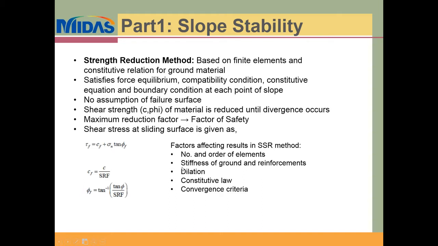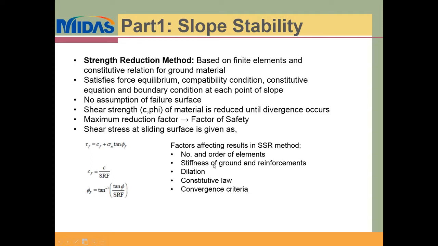There are a number of factors which may affect the results you obtain from the strength reduction analysis, and the results might differ from the limit equilibrium analysis solutions. These include the number of elements in your finite element mesh and the order of elements, whether they are linear elements or second order elements. Usually second order elements are preferred to obtain good results.